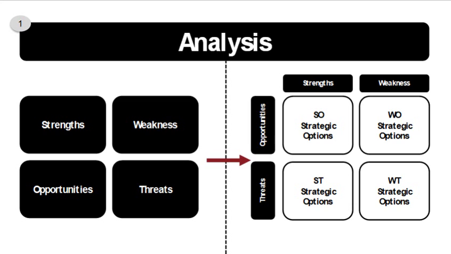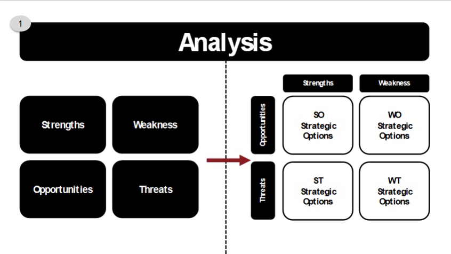Strengths and weaknesses really focus on internal elements of the business, and opportunities and threats focus on external elements of the business. So what we're doing when we engage in a SWOT analysis is you bring together the decision makers and people who understand the business into a room, and you ask them to brainstorm and list out.